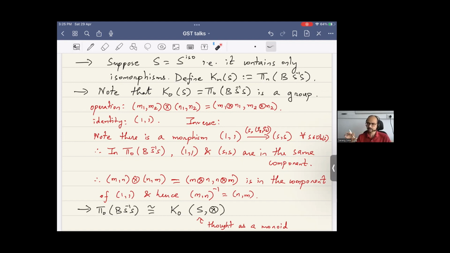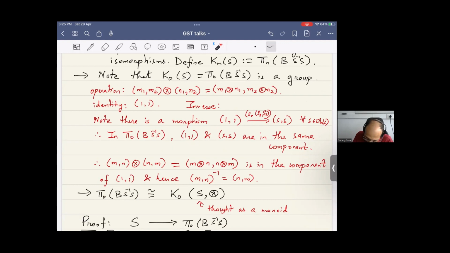I'll just remind you that when you do pi naught, that means you're taking connected components of B S inverse S. Of course, one has to check that connected components behave well under this operation. All that is built into the definition of B S inverses, so it just follows from there. So this is the operation, and then the identity is (1, 1). And what is the inverse? This is really the main point.